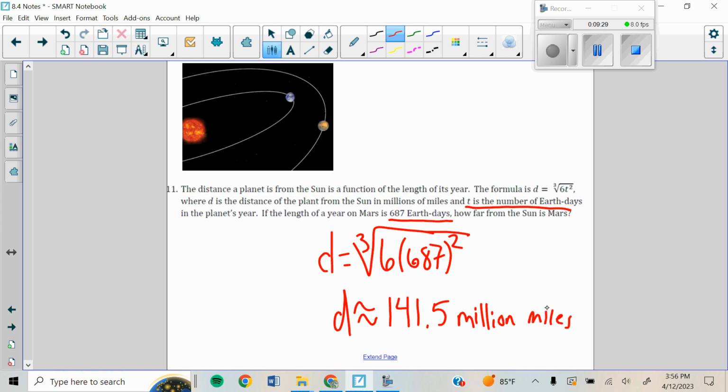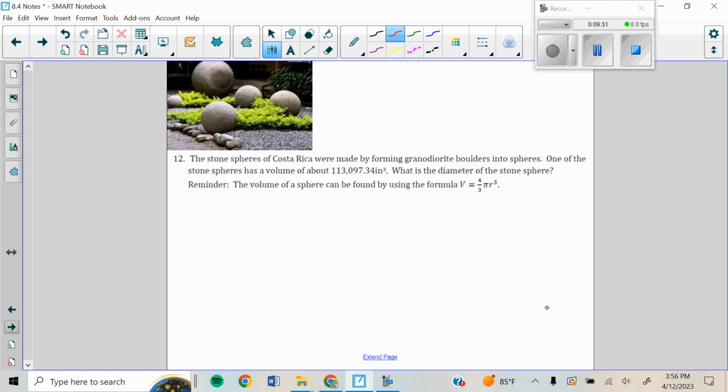All right, one more. We have these lovely stone spheres of Costa Rica. One of the stone spheres has a volume of about 113,997.34 inches cubed. What's the diameter of the stone sphere? So this is similar to what we started with, but this time they give us the volume. So this is exactly like the first problem we started with. We're going to type the volume in for V.